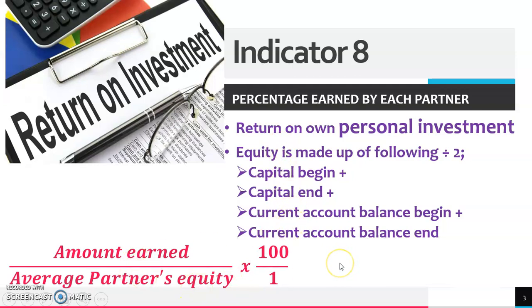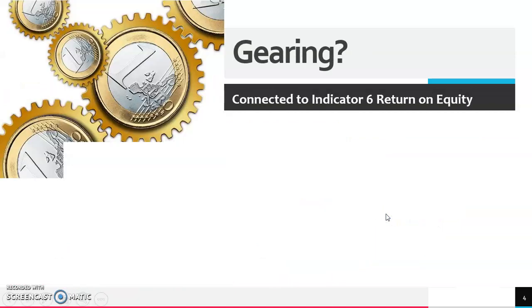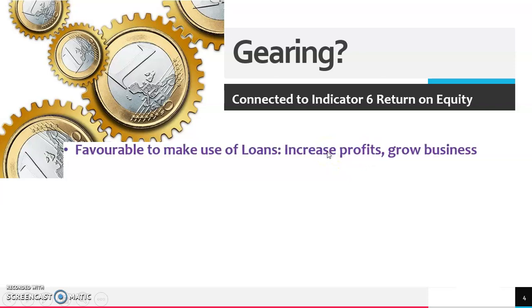And you will then get a percentage that must hopefully be more than what the return would be from an alternative financial investment. Lastly, let's look at gearing. Gearing is a term that will be connected to your indicator 6, so return on equity, not per partner, but let's say for the business as a whole. Something we do need to take note of, that it is favorable to make use of loans.